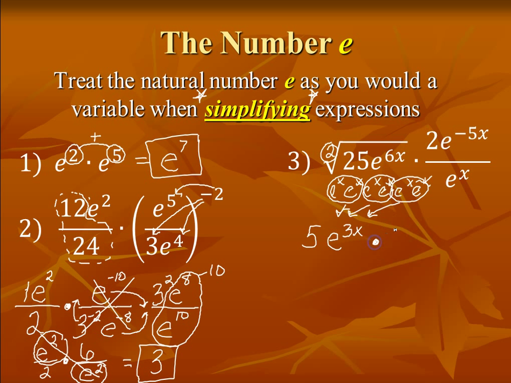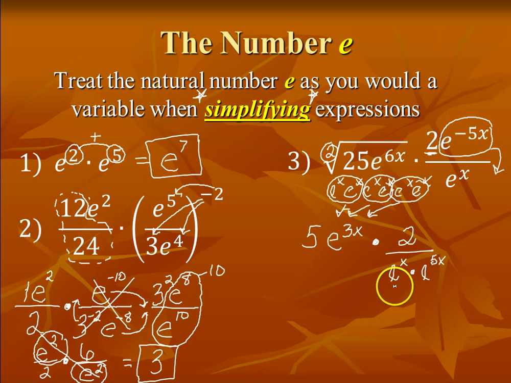Now the second part, I have a negative power, but remember that negative power is only attached to that e. It has nothing to do with this 2. So this 2 stays. This e to the x on the bottom stays. This negative power has to move to the bottom. So e to the 5x on the bottom.